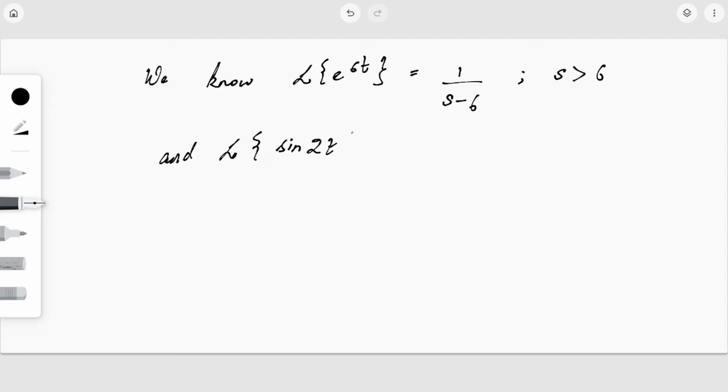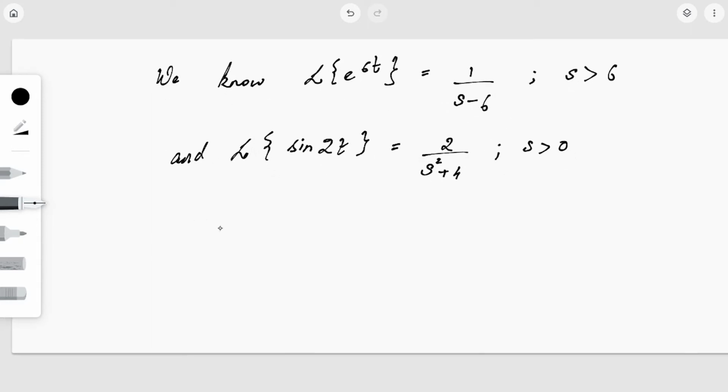We had done this, and we know that it exists, and this value was 2 by s square plus 4, valid for all s greater than 0. Since this Laplace transform is valid for all s greater than 0, for s greater than 6 also it's valid. With the help of these two values, we can determine the Laplace transform of the function, say 2 into e raised to 6t minus 15 sine 2t.